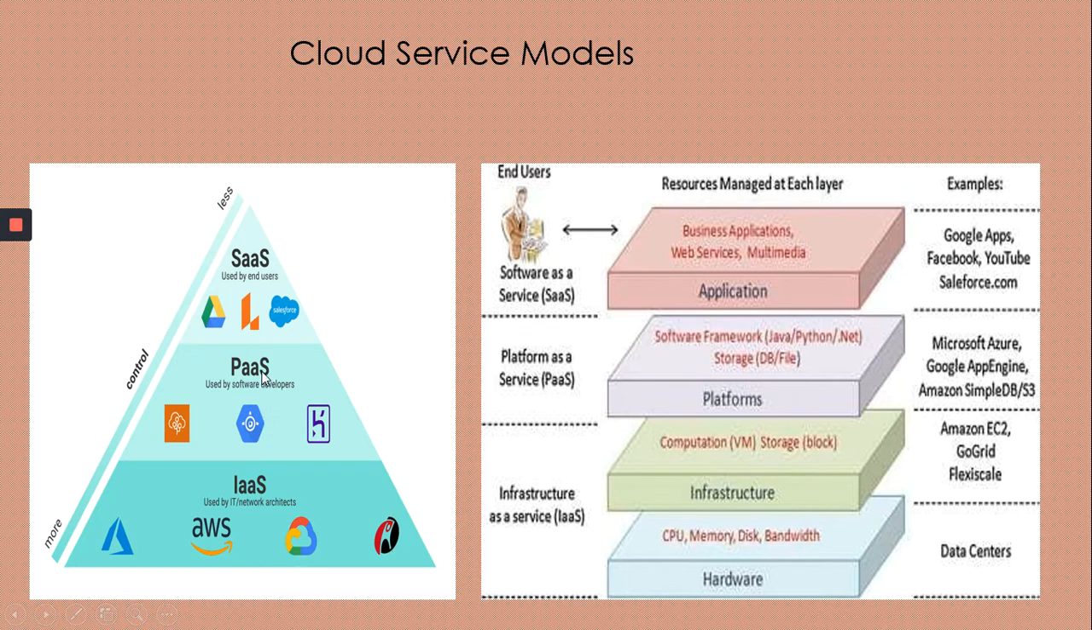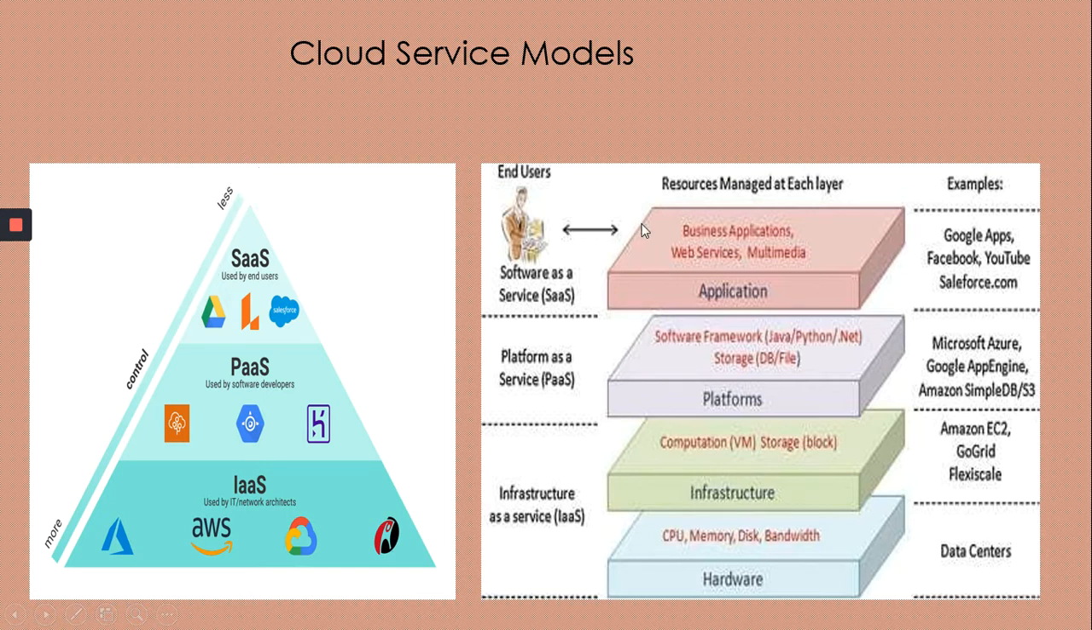Whereas examples of software as a service are Google Apps, Google Drive, Salesforce.com, and Facebook is also one of the software as a service. So from here, infrastructure gives the most control, platform as a service gives moderate control, and software as a service gives less.